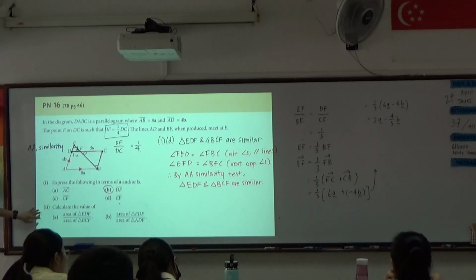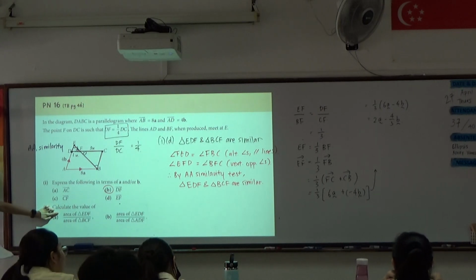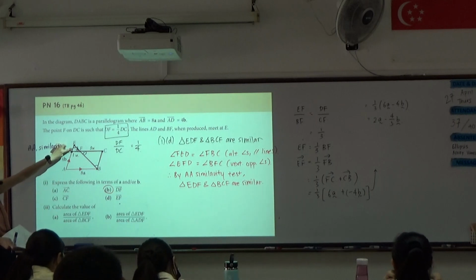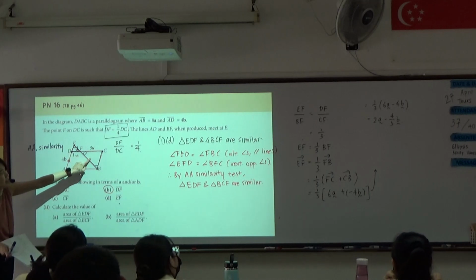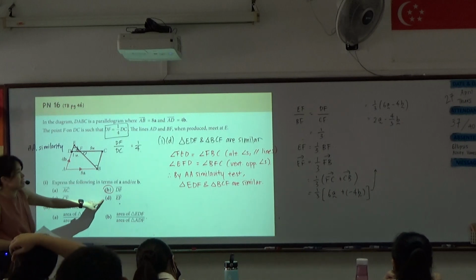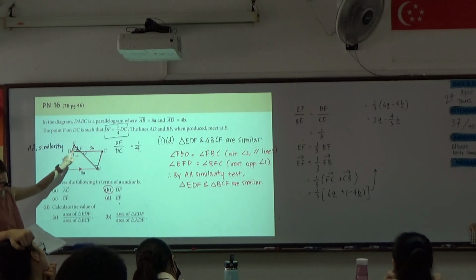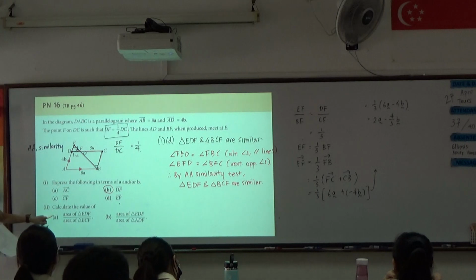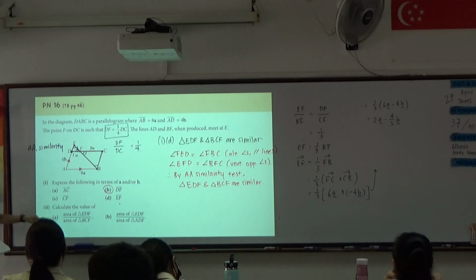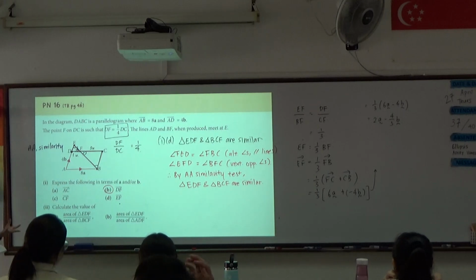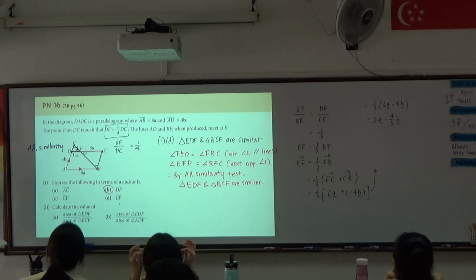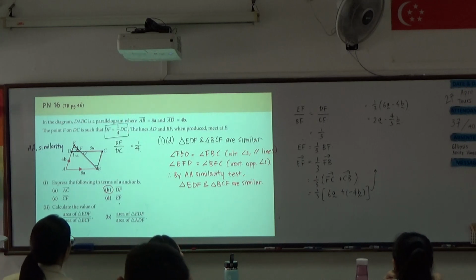Shall we look at part 2A? Okay, so in part 2A, we want to find the ratio, or the fraction, of the area of triangle EDF and also the area of triangle BCF. So in part D just now, we already figured that they are similar. So since we're looking for the ratio of the area, we have learned previously that for similar triangles, the ratio of the area will just be the square of the length ratio.